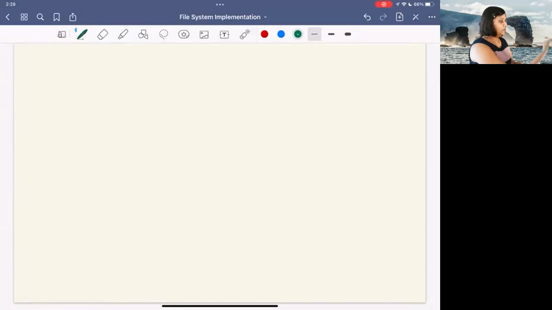Now, with this multi-level index, do we solve all our problems?